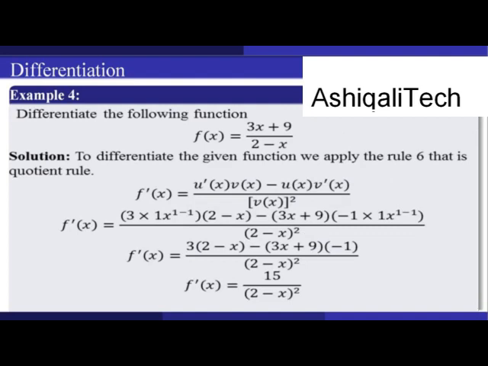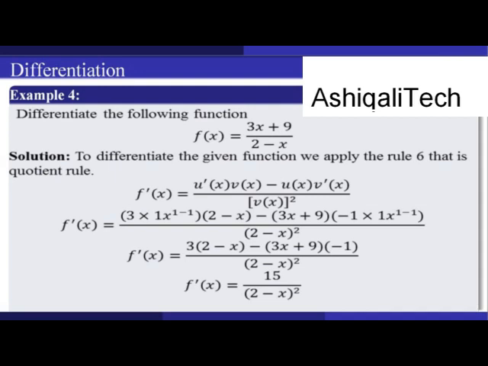Dear students, now we see another example for the quotient of two functions. Differentiate the following function: f(x) = (3x + 9) divided by (2 - x). To differentiate the given function, we apply rule number 6, that is called the quotient rule. So we get f'(x) = [u'(x) into v(x) - u(x) into v'(x)] divided by [v(x)]^2.